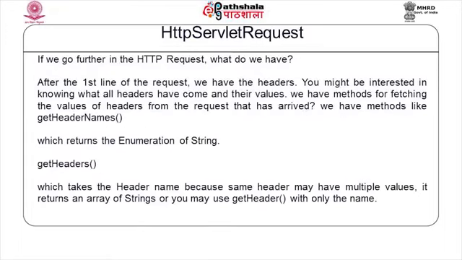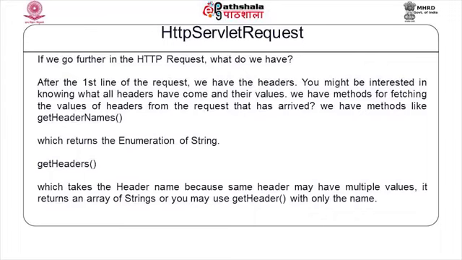So that is a method initially, but if we go further in an HTTP request, what are the further things? After the first line, what were the other things? We had the headers. You might be interested in knowing what all headers have come with their values. So we have methods to fetch the header values from the request which has arrived.